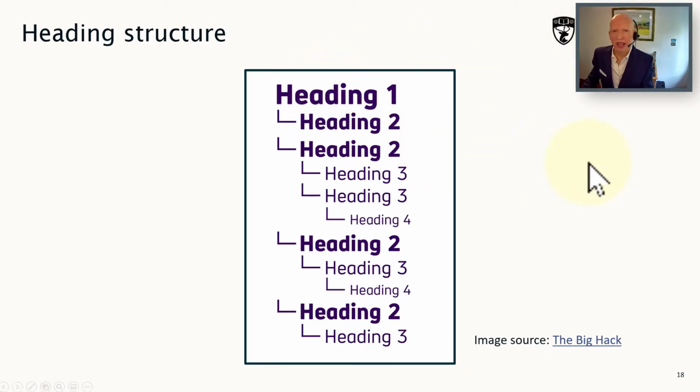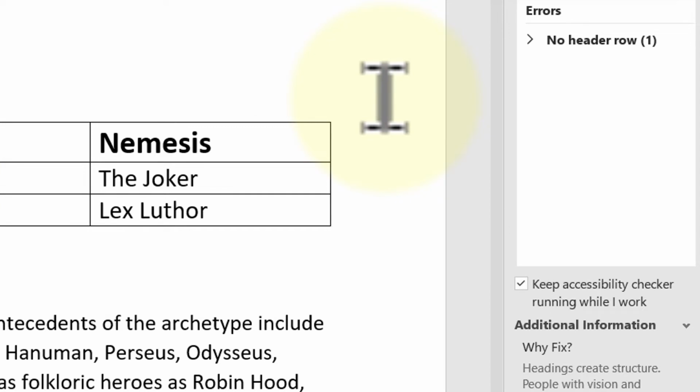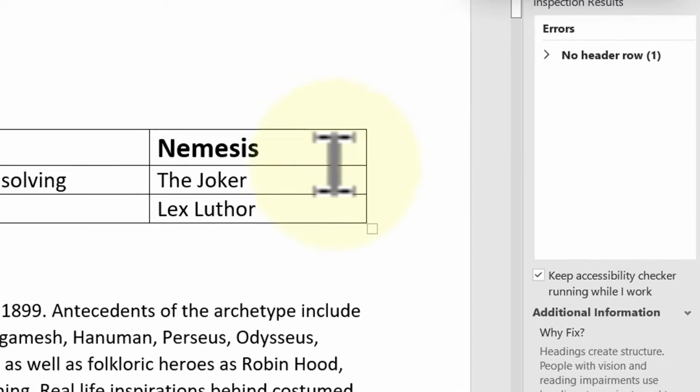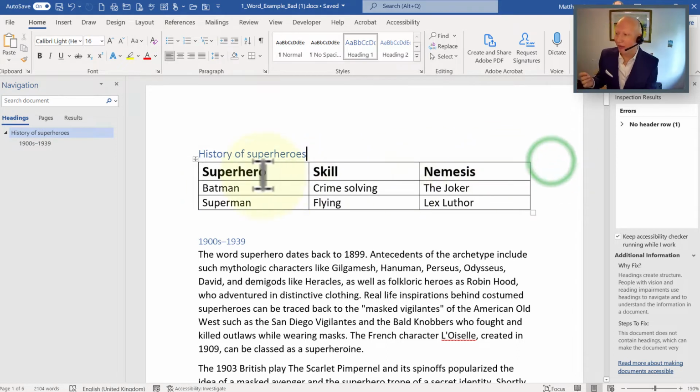Now let's look at the other issue that I had with that document. I have a table here that says no header row. And again, you might say, Matt, I can see the header row. Look, it's there at the top. But once again, I've made this heading look like a heading, but I haven't told the computer it's a heading. Now, why might that be important?